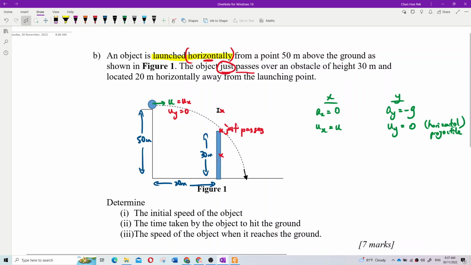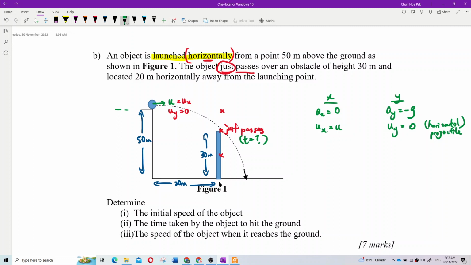He's not passing over here. Understand? He just passes. You understand, class? Okay, just passes. This is important. That means when the ball is at this point, the sy is negative 20 meter, and the sx is 20 meter. We don't know what time it just passes, but it gives us the information about sy at that time.